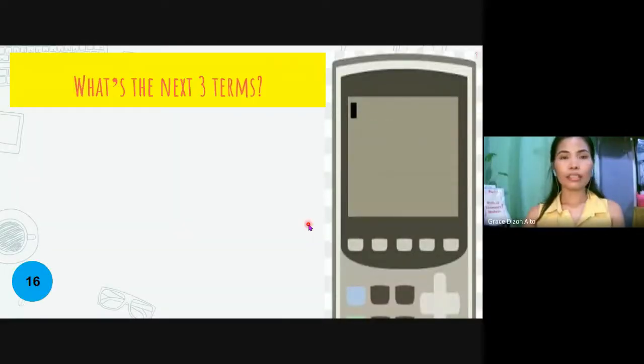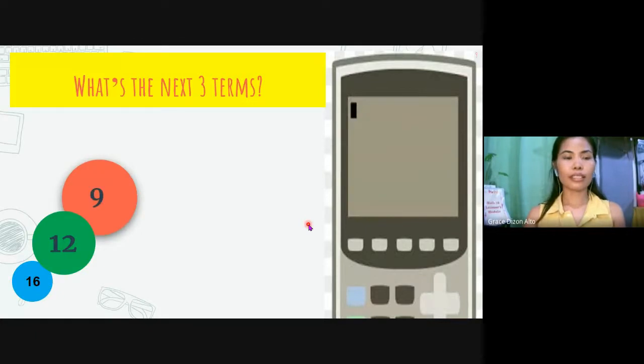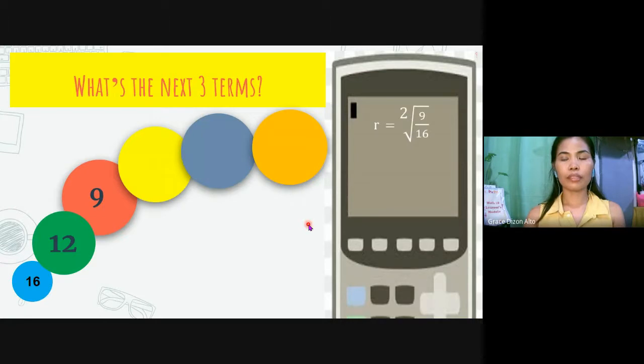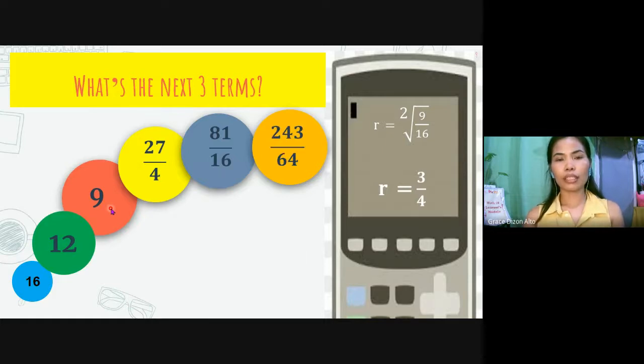Next, find the next three terms of the geometric sequence given 16, 12, and 9. So what would be the next three terms? So that is 9 over 16. The root of that would be 3/4. So multiply 9 by 3/4. So we have 27/4. Multiply again by 3/4, that's 81 over 16. And another 3/4, that's 243 over 64. That's how to find the next three terms of a geometric sequence.